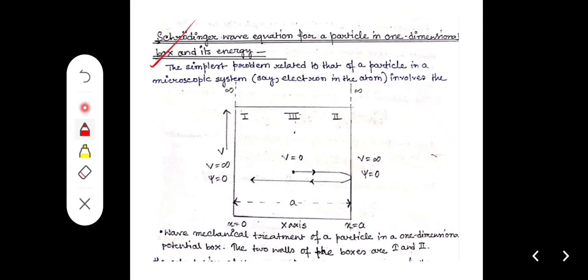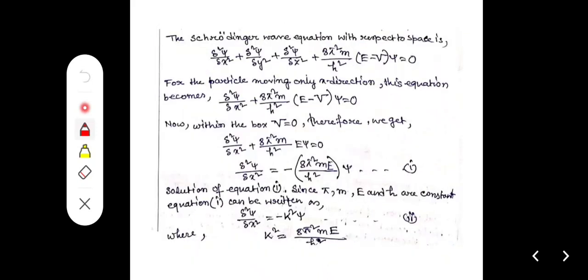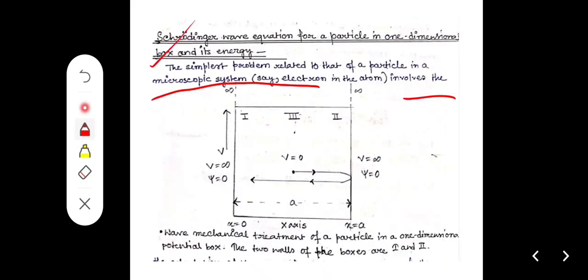The simplest problem related to a particle in a microscopic system, say an electron in an atom, involves this type of box, okay? That is the wave mechanical treatment of a particle in a one-dimensional box, and the two walls of the box are 1 and 2. Okay.